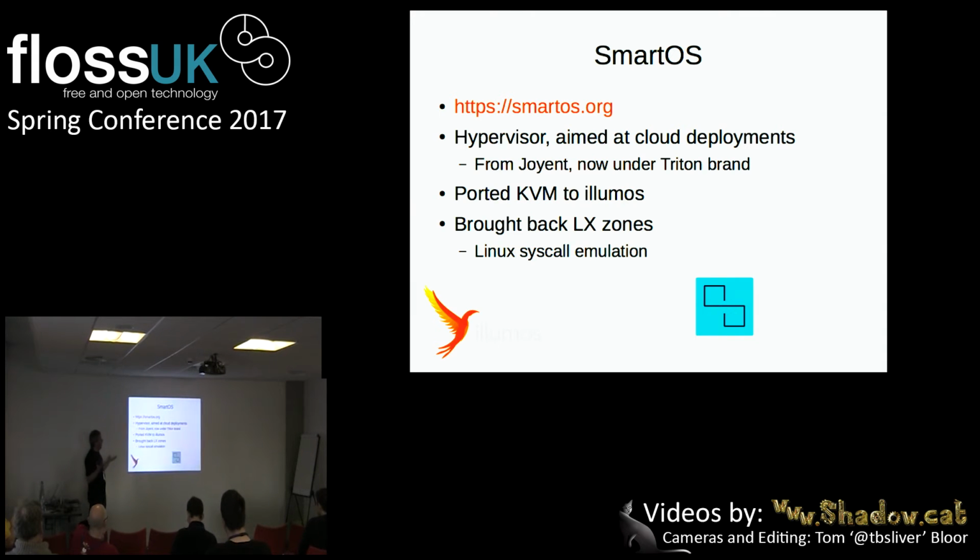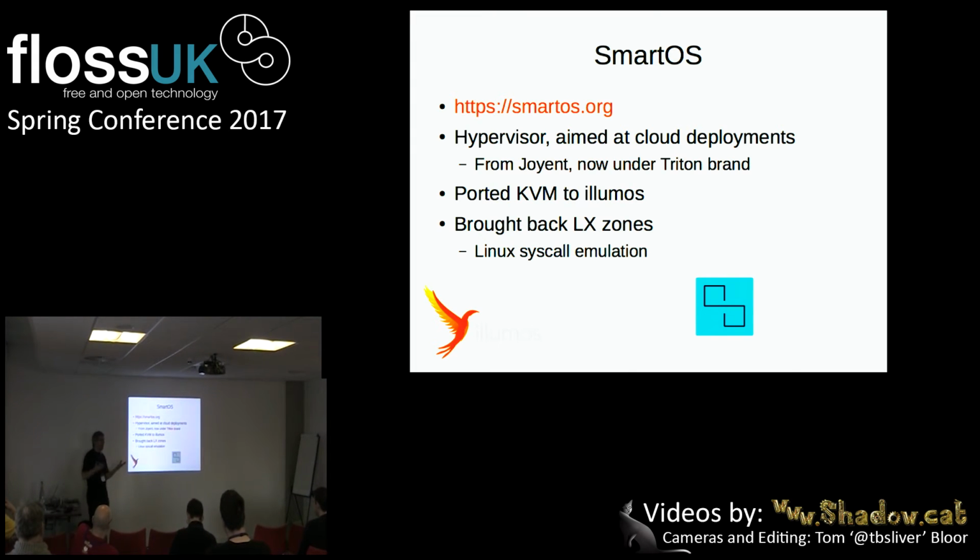SmartOS is possibly the biggest, really, because it's run by Joyent. Joyent, now owned by Samsung, is a big cloud provider. They appear to have backed off the SmartOS branding a little bit and used Triton as the branding. But they have a lot of really good engineers, and they are hammering this stuff hard. It's really a hypervisor. It's not necessarily the sort of thing you would want to run as a standalone system. It's really designed for cloud deployments.